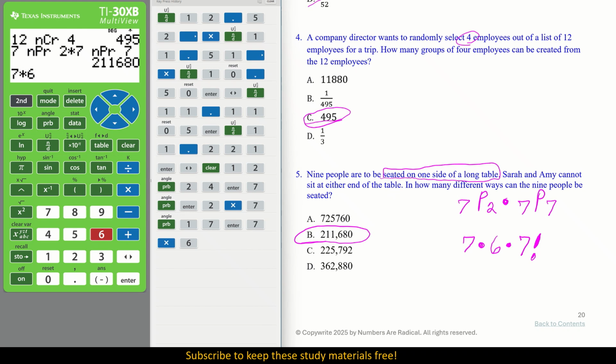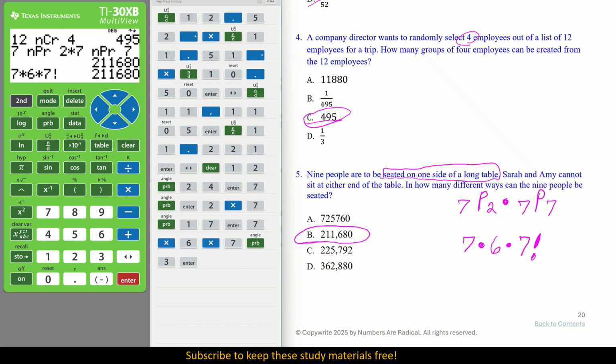So I have one person on one end, one person on the other, but now I've got to deal with all those seats. I have 7 seats in the middle, so that is times 7. Now go to prob, and I need number 3. Okay, now let's push enter. And voila, we have the same answer.